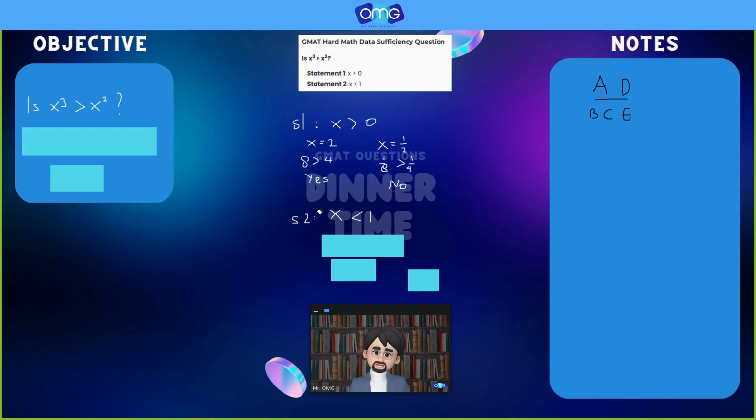Well, if we use statement 2, we multiply both sides by x squared, and we get x cubed less than x squared, so the answer to whether x cubed is greater than x squared is no. That's sufficient because it gives one answer, so the answer is B, only statement 2.